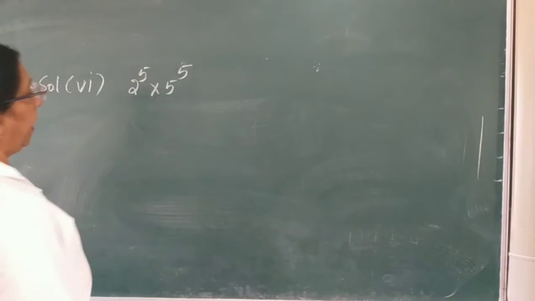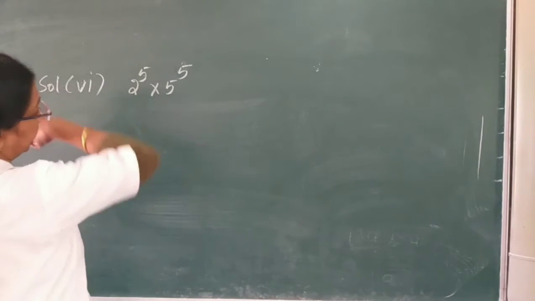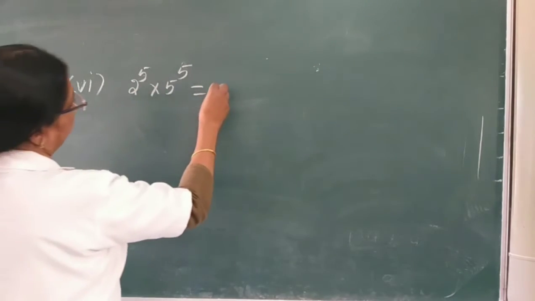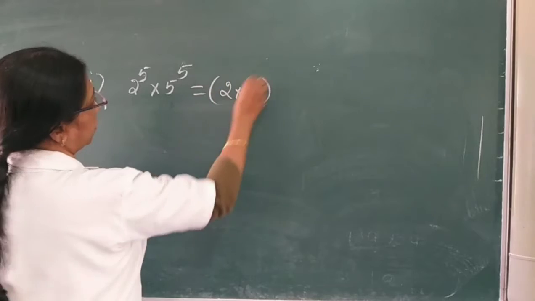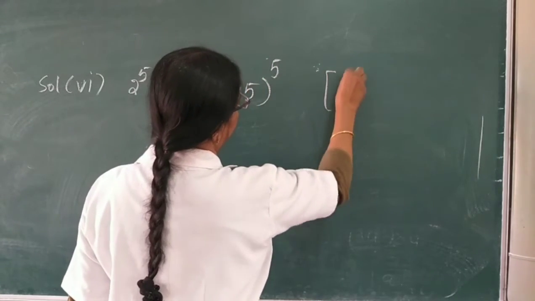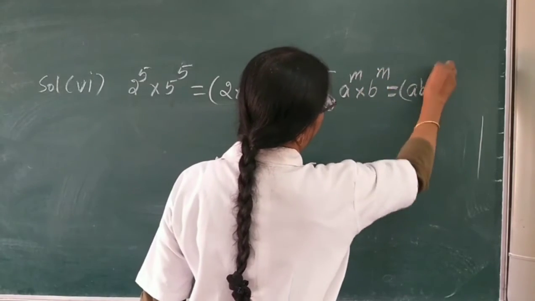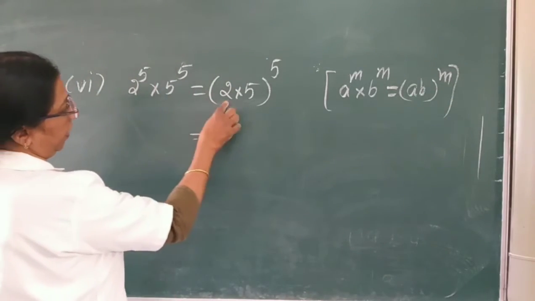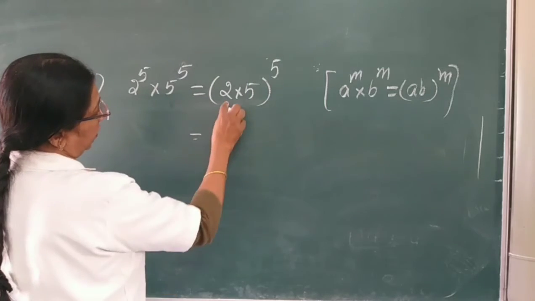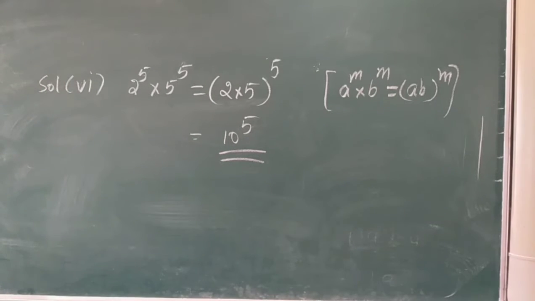Do you remember this? A raised to m into b raised to m is ab the whole raised to m. That law. Here a is 2 and b is 5, so ab is 2 into 5, the whole raised to 5. That is 2 into 5, 10, 10 raised to 5. That is the exponential form of this question.